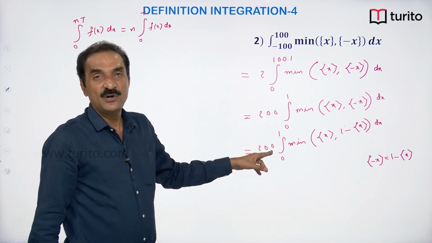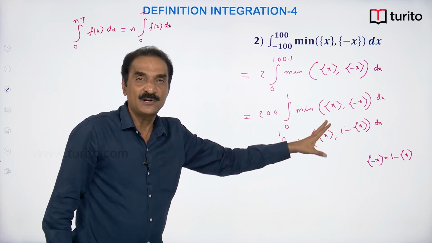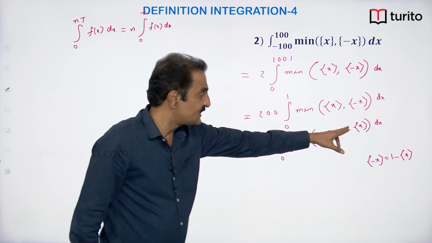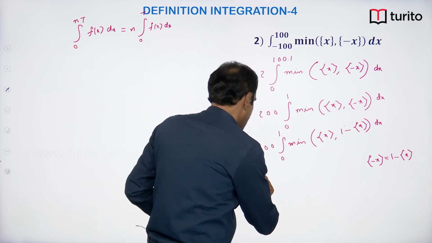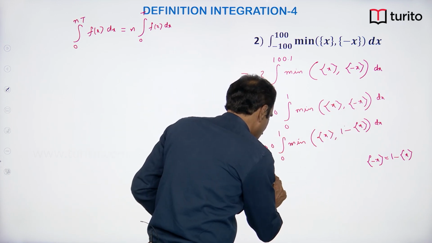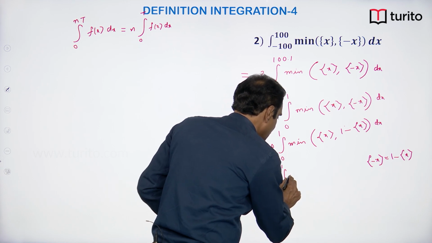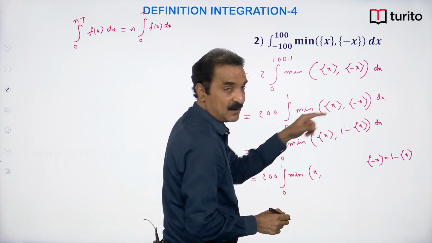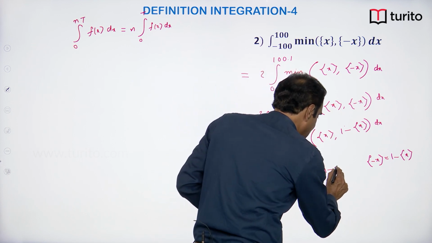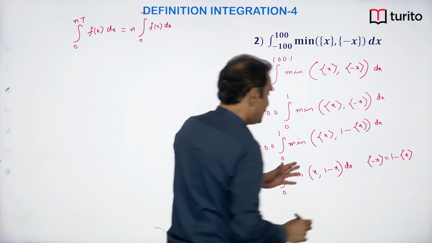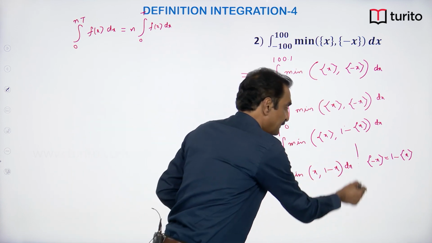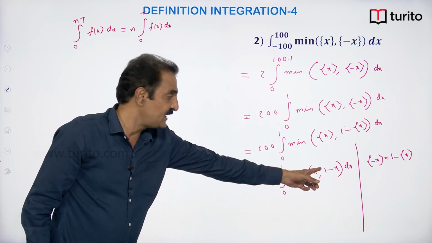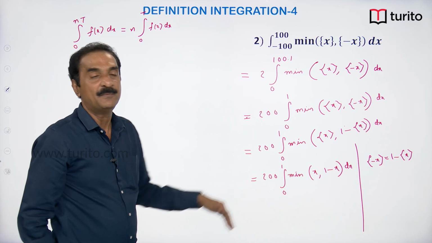When x lies between 0 and 1, fractional part of x is x only, is it not? So I will write this as x and this as x. It will be 200 into integral 0 to 1 minimum of x comma 1 minus x dx. Now we draw the graphs of y is equal to x and y is equal to 1 minus x and identify which is minimum.